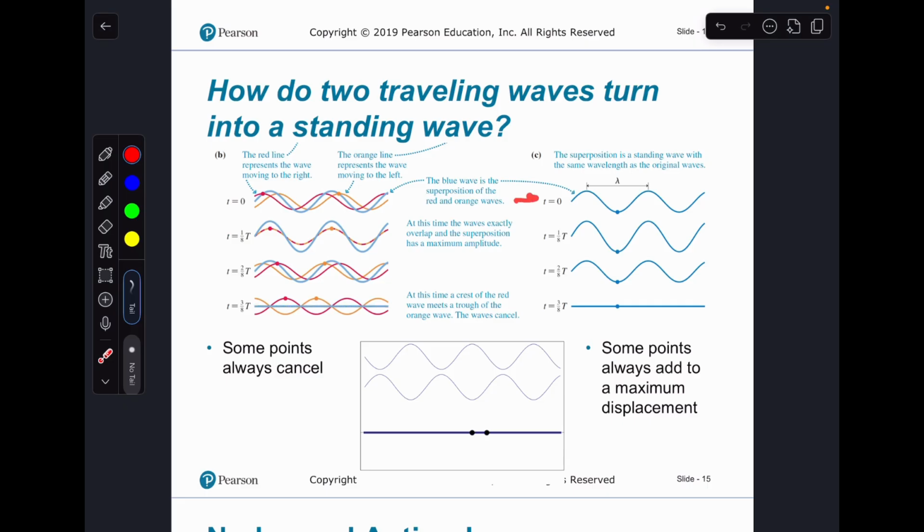And so here is a schematic which just shows that superposition instead of also the left and the right wave. In other words, when you have two traveling waves interfering with each other, they turn into a standing wave because some points will always cancel, for example, points occurring at a time that is 3/8 of a period. And then you have some points that always add to a maximum displacement, for example, at this time.